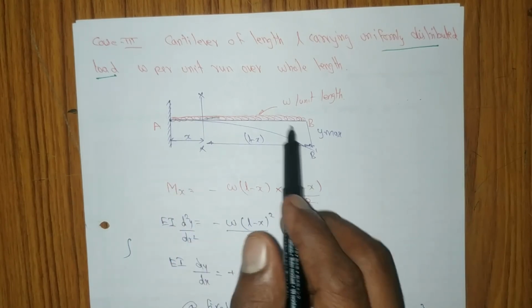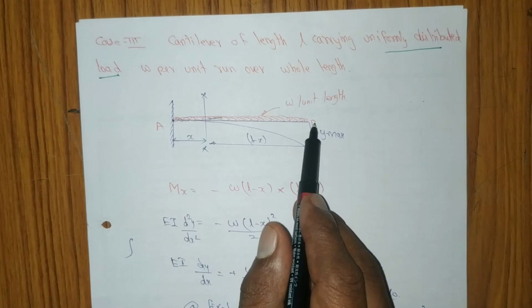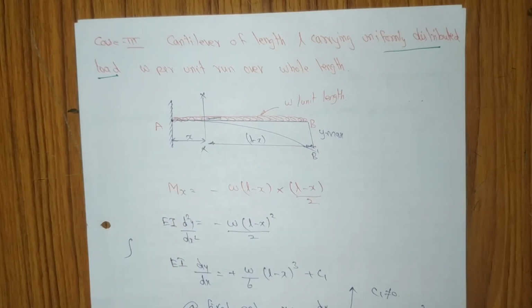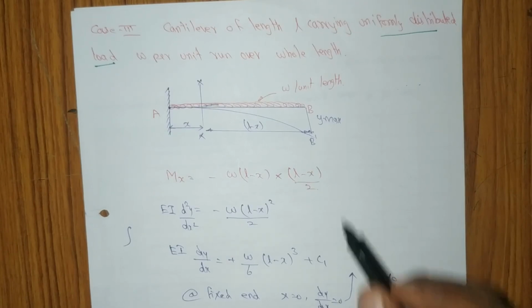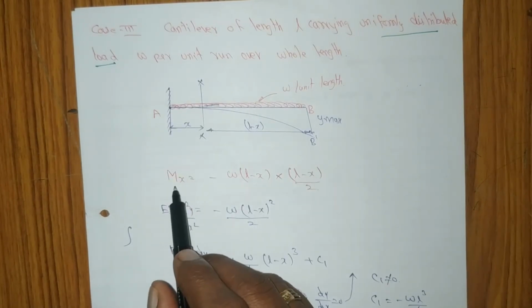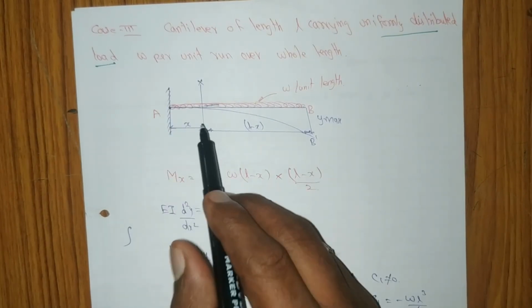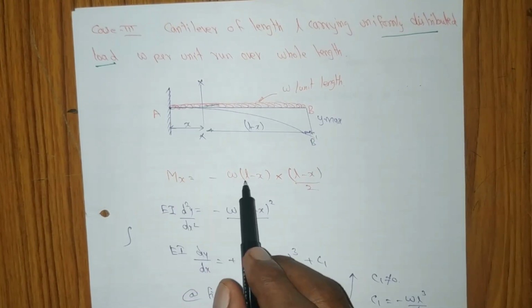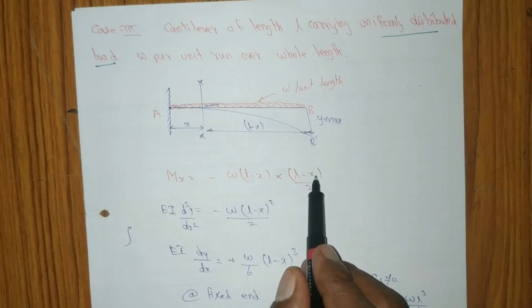Same as before, we take beam A to B with the fixed end, fully loaded, and at any distance x we have to find the deflection. So again you have to take a moment, right? Listen here to how I am finding the moment for this UDL. M_x equals minus W (L minus x) into (L minus x) divided by 2.